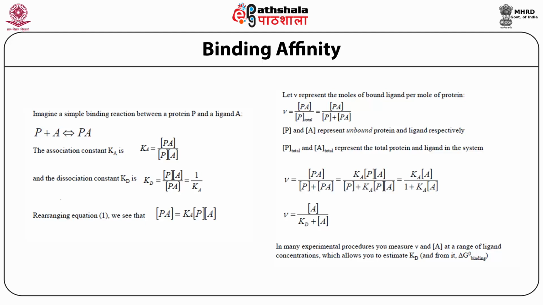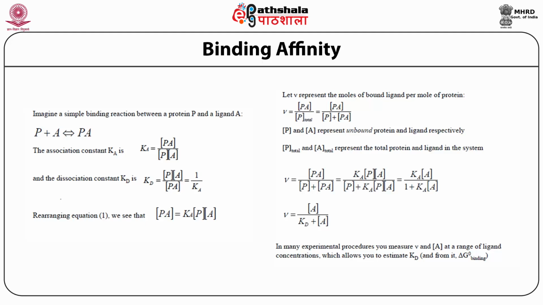V represents the moles of bound ligand per molecule of the protein. So V equals PA by P total, which equals PA by P plus PA. The concentrations of P and A represent unbound protein and ligand respectively. The protein total and ligand total represent the total protein and ligand in the system.